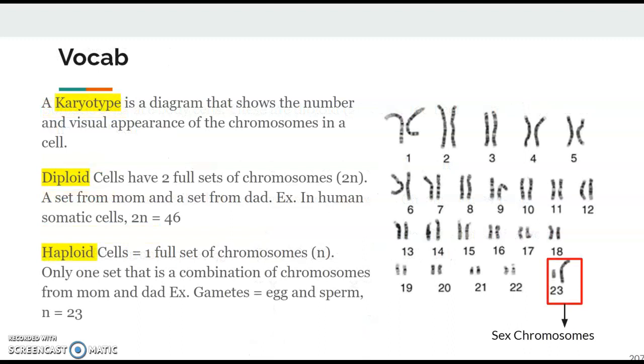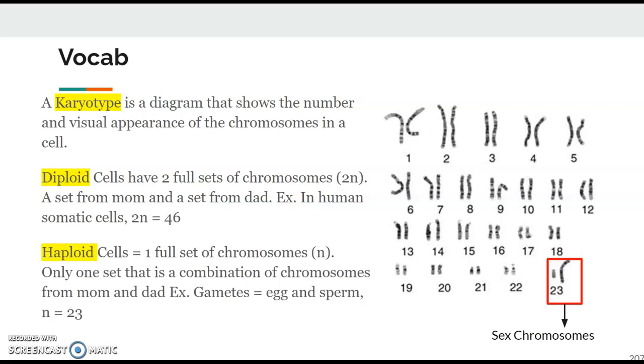All right, some more vocab. A karyotype is a diagram that shows the number and visual appearance of your chromosomes, right? Diploid is a cell that has two full sets of chromosomes, right? So 2N. In humans, the diploid number is 46. Haploid is having just one full set, right?